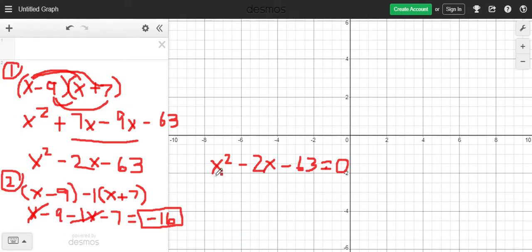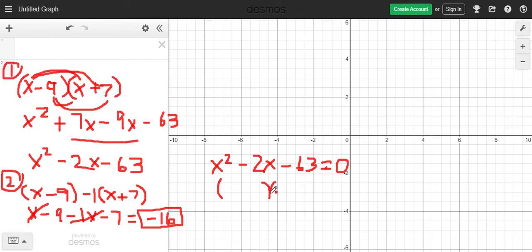Okay, so this is a quadratic. To solve a quadratic, we can factor. We can use the graphing calculator. We could use the quadratic formula. Or if you're in an advanced class, you could complete the square.